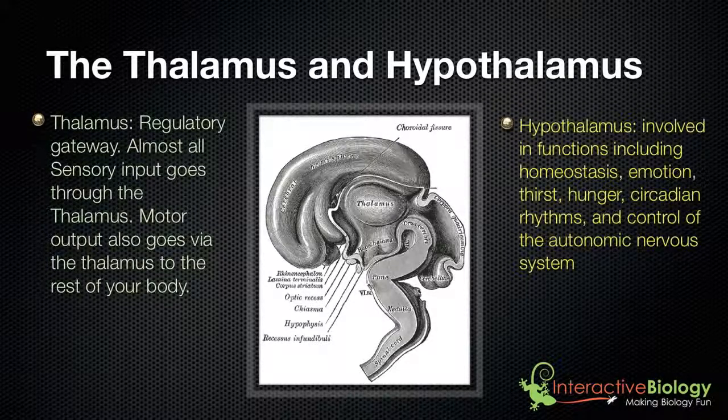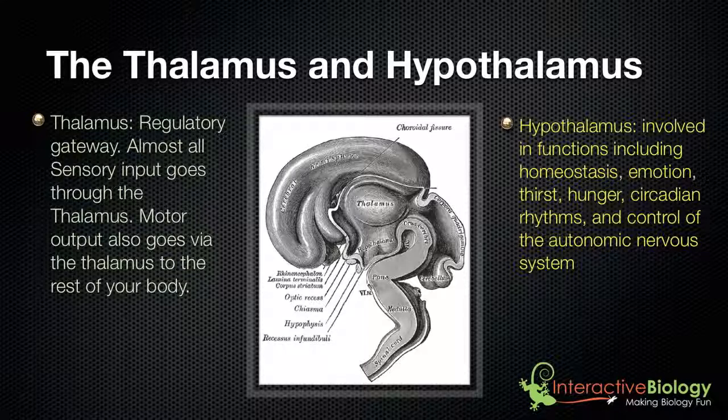The hypothalamus, and if you look at what this really means, hypo means under, and thalamus, of course, that's the thalamus. So this is right beneath the thalamus. This is involved in functions including homeostasis, emotion, thirst, hunger, circadian rhythms, and control of the autonomic nervous system. The autonomic nervous system involves those processes that you don't have to think about, regulating your heart rate and your breathing rate and so on. That's an autonomic process, and this is in some ways controlled by the hypothalamus.